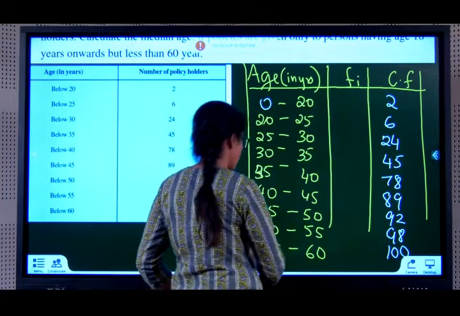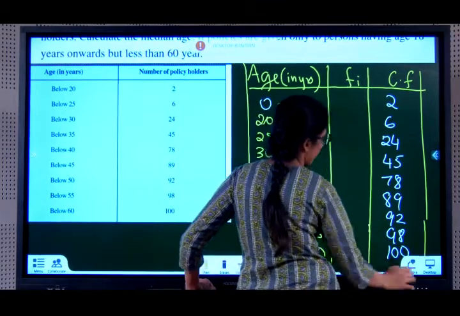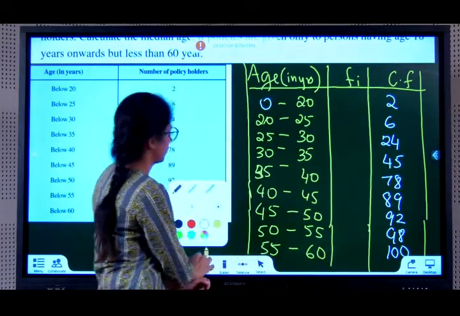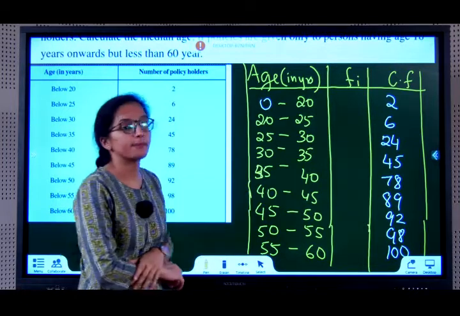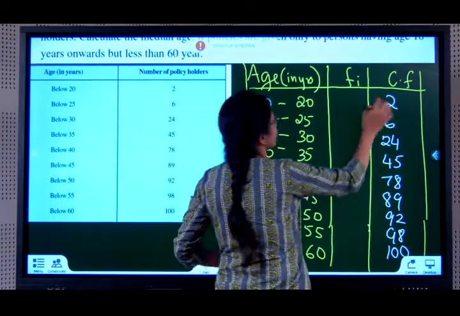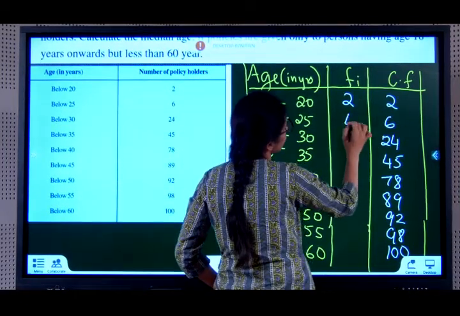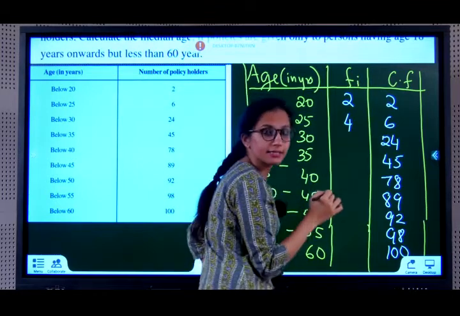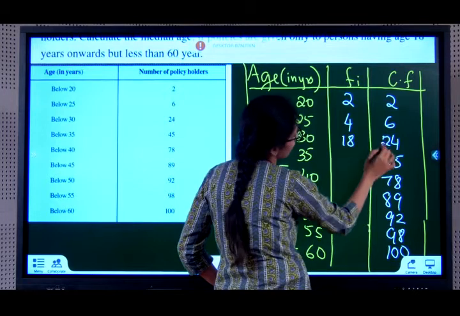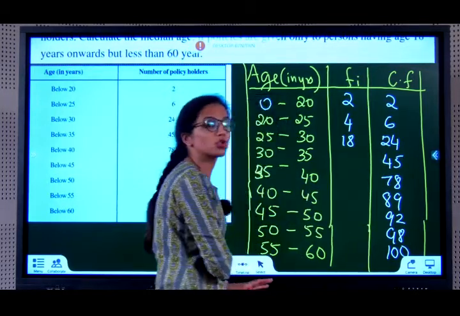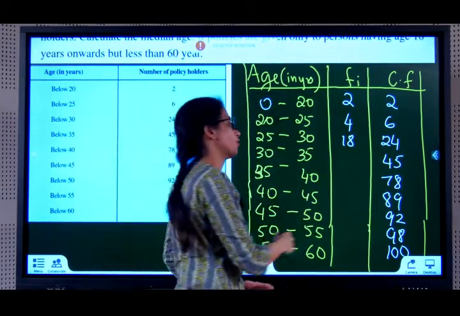I have to now form frequency. How do we form frequency? I am going from cumulative to this, and it's less than type. So, subtract from top. 2 remains 2, 6 minus 2, 4, 24 minus 6, 18, 45 minus 24, 45 minus 20, 25, 25 minus 4, 21.